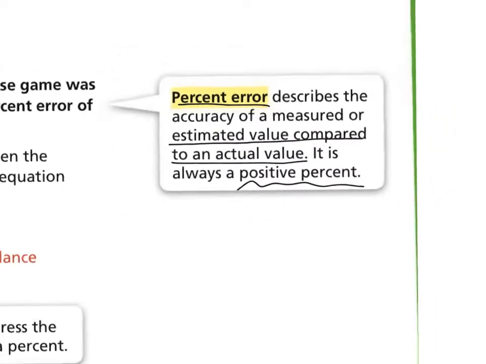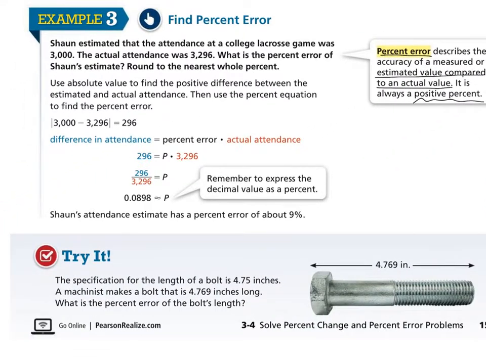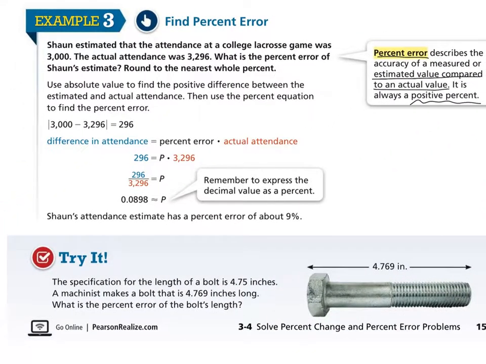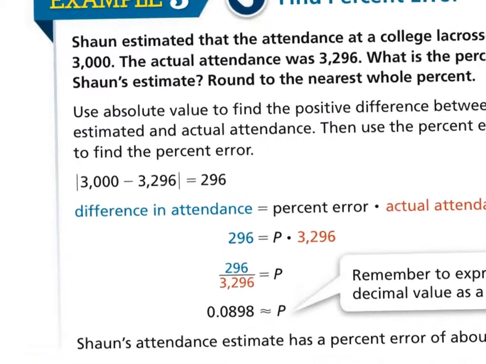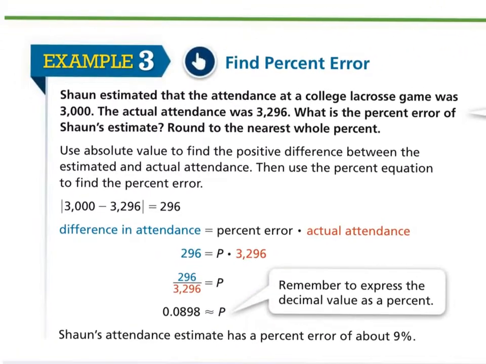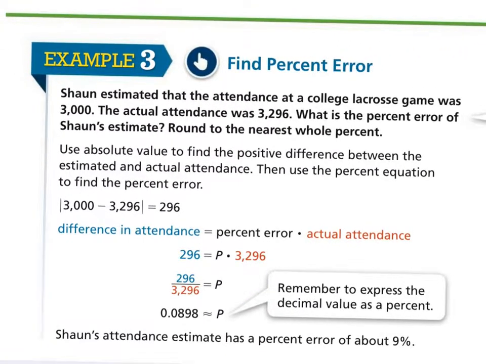Now percent error, estimated value compared to the actual value, is basically the same thing. So if you look at this, Sean estimated the attendance was 3,000, and then the actual attendance was 3,296. So the question is, what was the percent error? And round to the nearest whole percent.